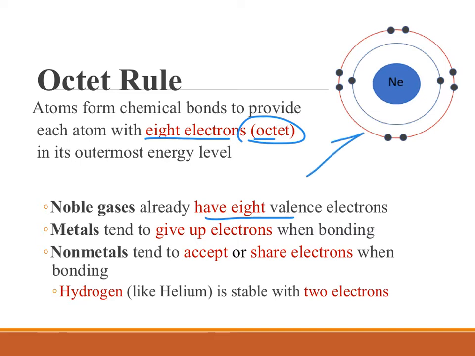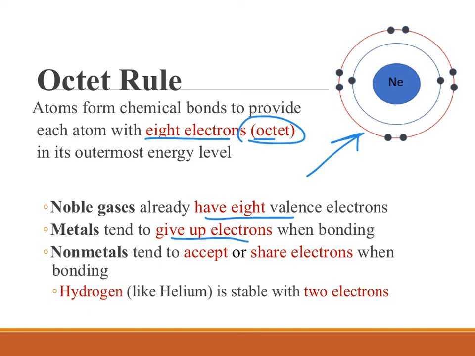And so we have neon over here as a model, and you can see in that outermost ring of our Bohr model of neon, we have 8 electrons present. And that's really why those noble gases are not going to react with any other elements under normal conditions. You can force them to do things in a laboratory, but that's not natural.